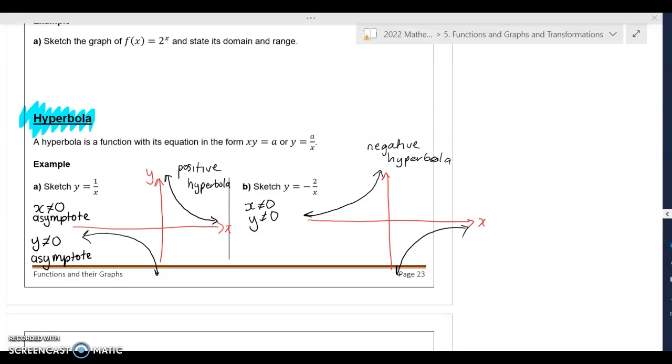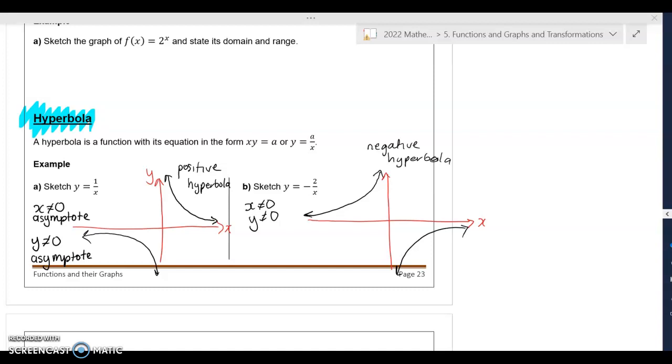Okay, today we're going to be having a look at our next type of graph, which is called the hyperbola. You should be fairly familiar with these from your year 9 and 10 content. Okay, so a hyperbola is a function that has an equation that we can think of as being in two forms.